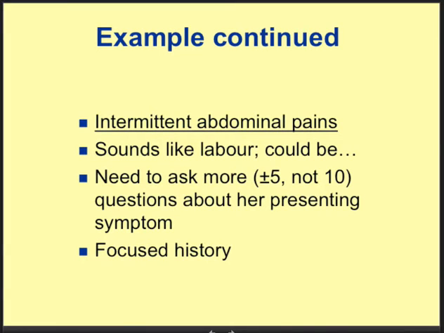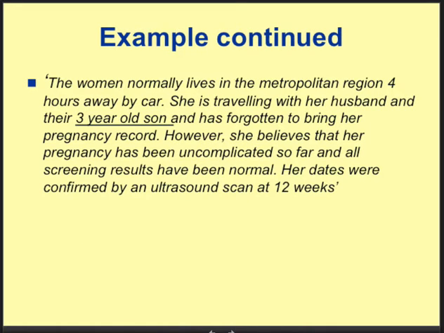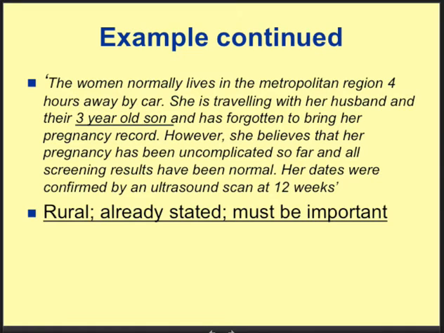Let's continue to analyze. Intermittent abdominal pains. Sounds like labor. Could be labor. So you need to ask a few more questions about the presenting symptom. Maybe 5, but not 10. Focused history, that's what we mean. The example continues. The woman normally lives in a metropolitan region, 4 hours away. She's traveling with a 3-year-old son. That means she already has 1 child, so we need to ask more questions about that.